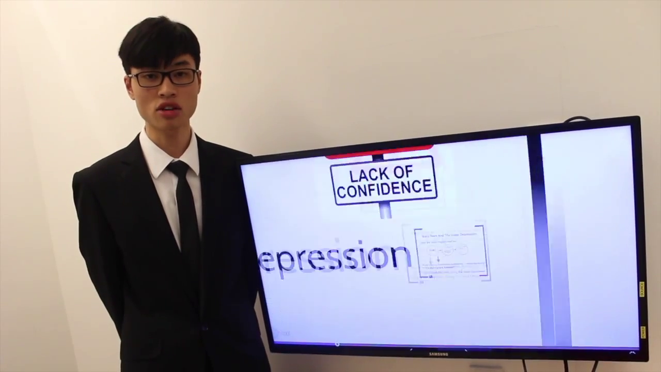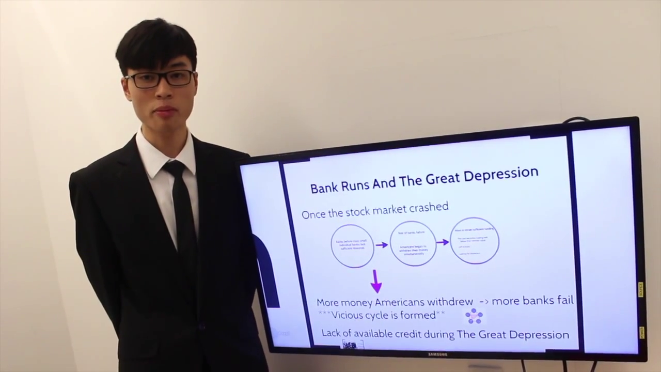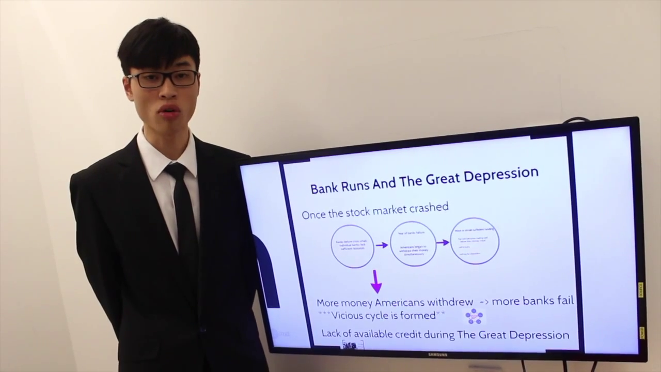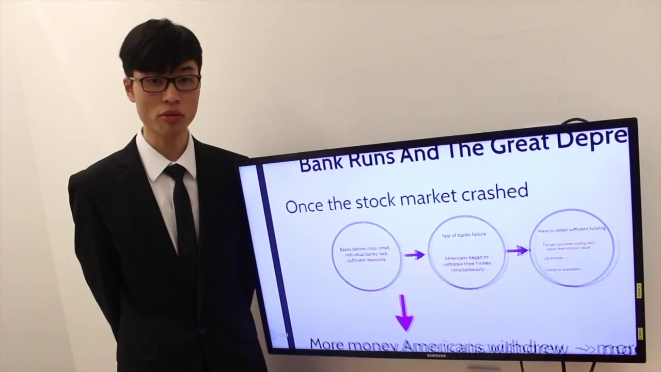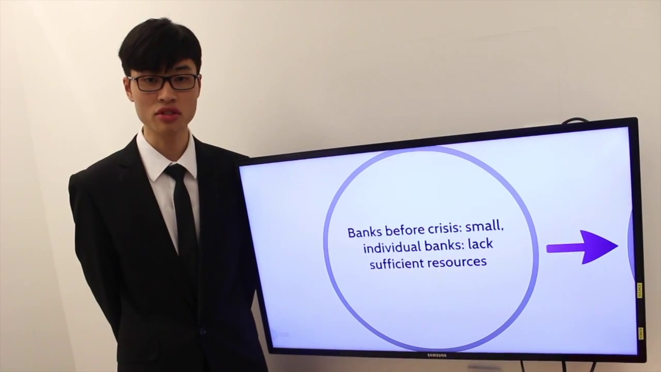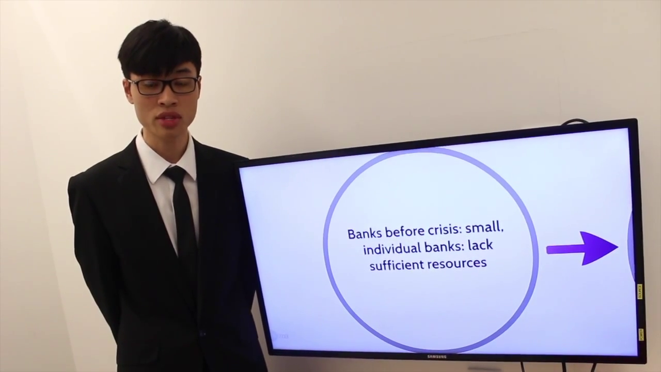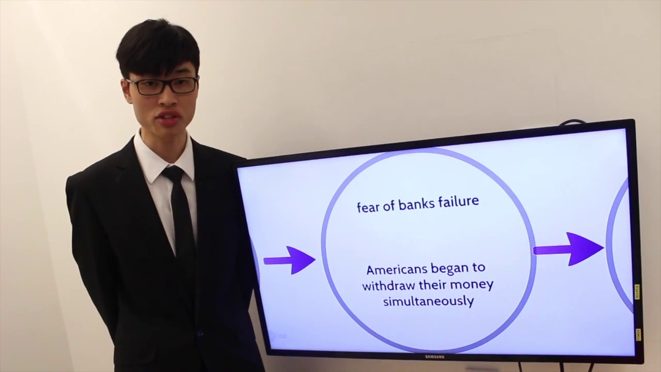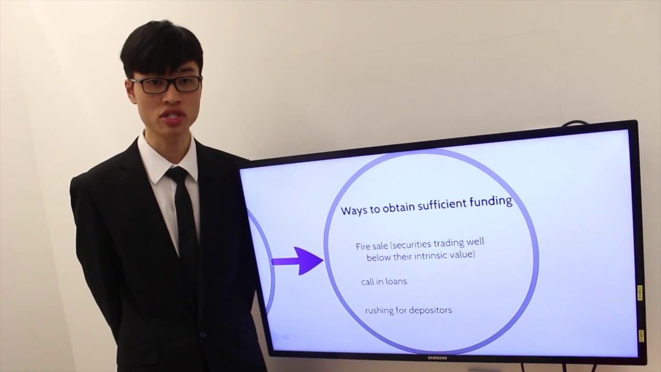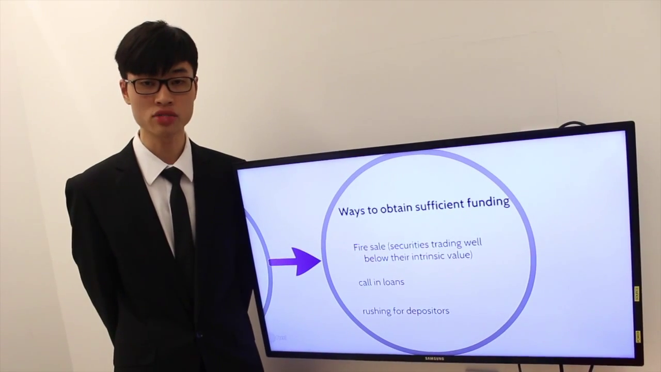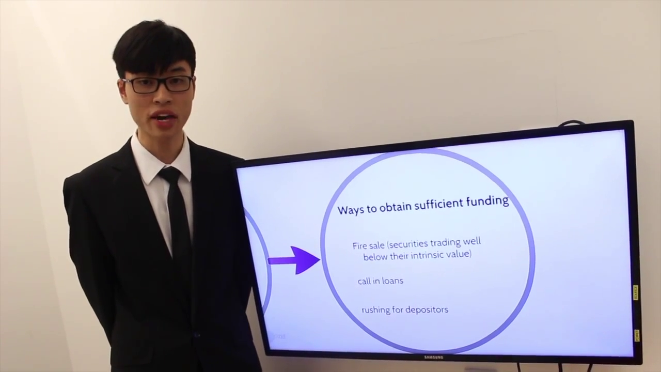Secondly, it is because of bank runs. Most of the banks before the crisis were small, individual banks which lacked resources. Due to the sudden drop in the Dow Jones, depositors' fear of bank failure arose. Simultaneous withdrawal of deposits forced these banks to fire sell their assets. These formed a vicious cycle. The more Americans withdrew, the more banks failed.